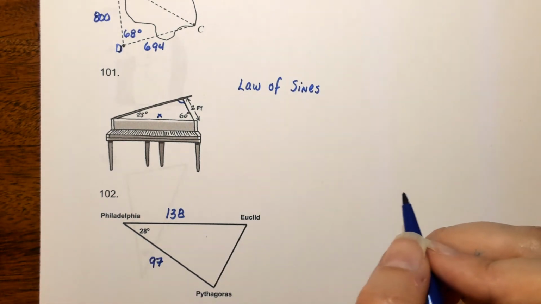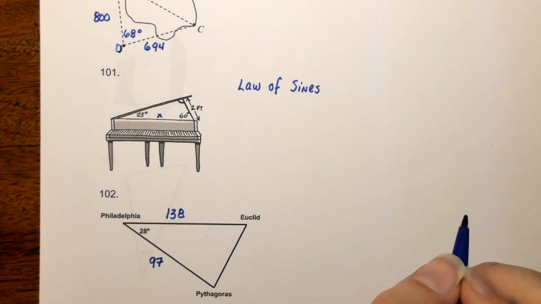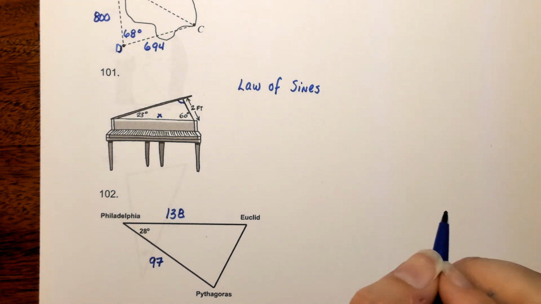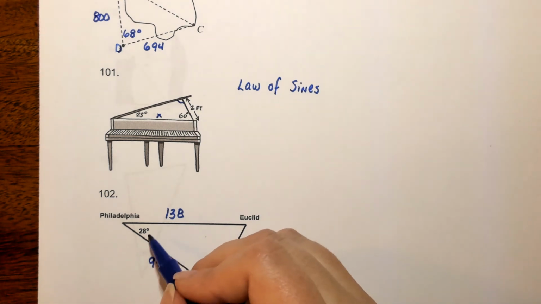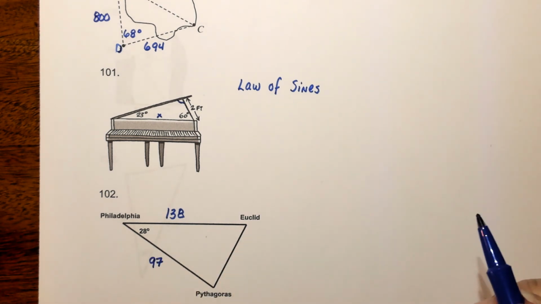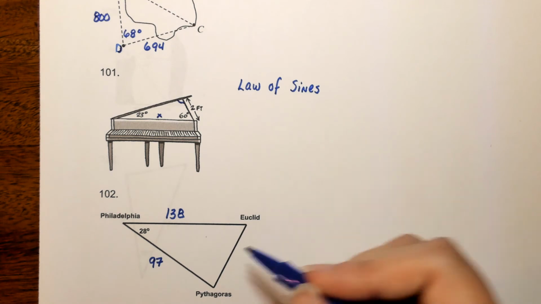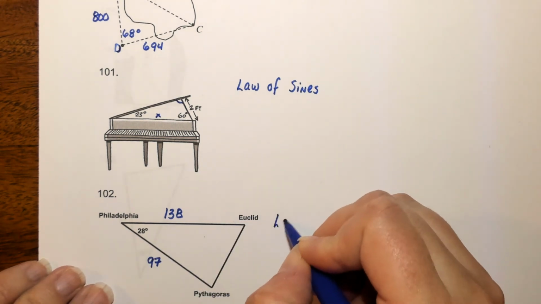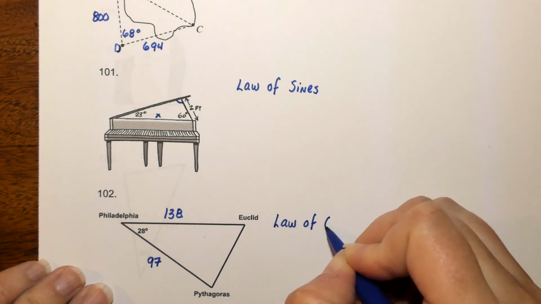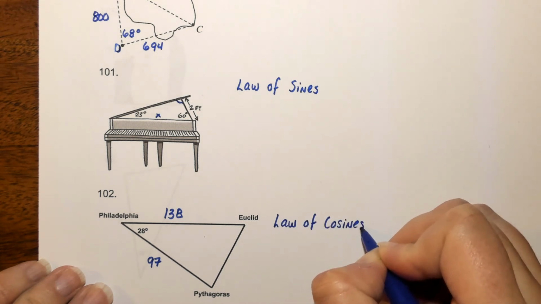Your team bus can only travel 300 miles on 1 tank of gas, assuming that all the roads connecting the 3 towns are straight and that the 2 roads that connect Philadelphia form a 28-degree angle. Will 1 tank of gas be enough for the trip? Okay, I'll let you figure all that out, but this is side angle side, law of cosines.